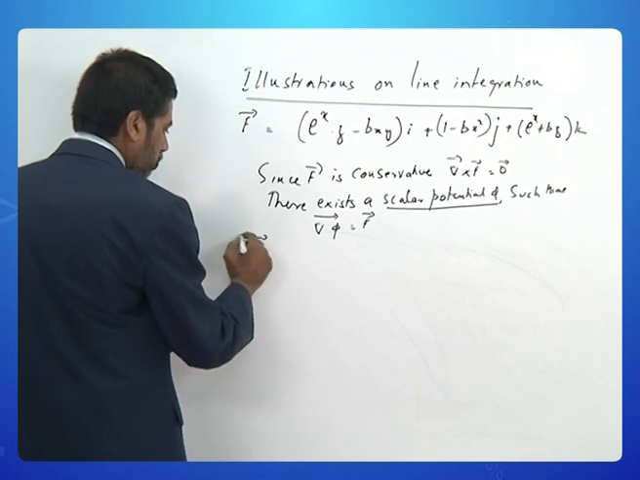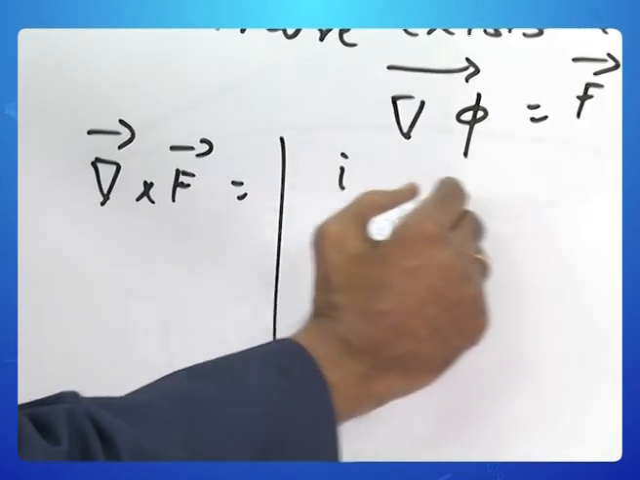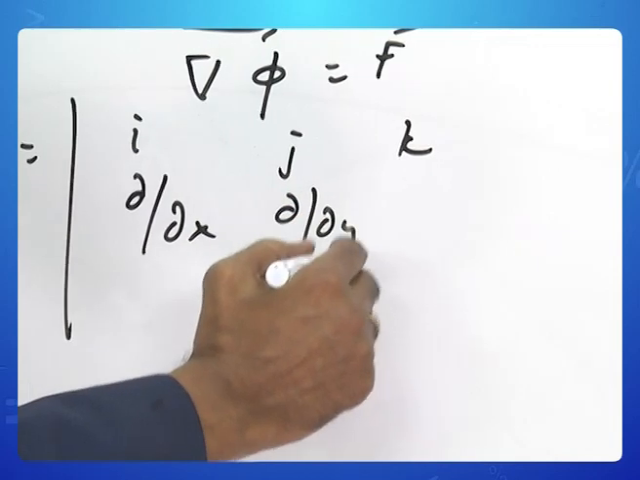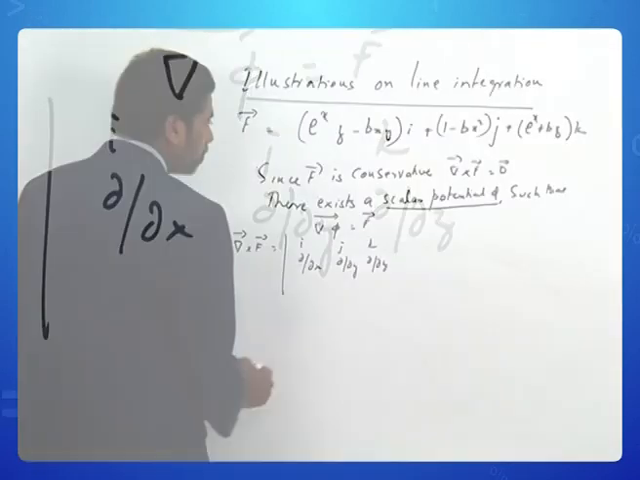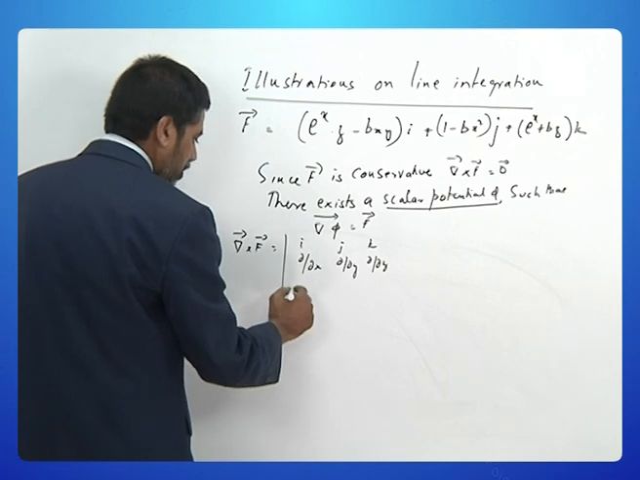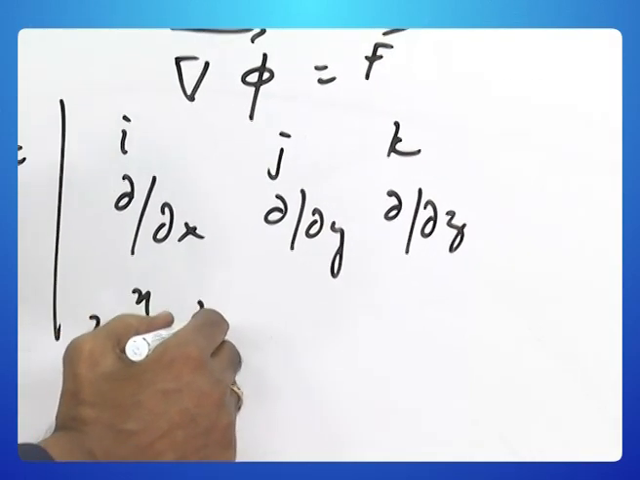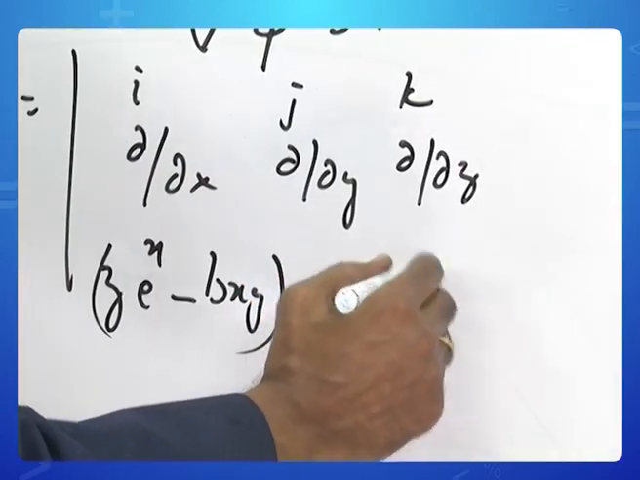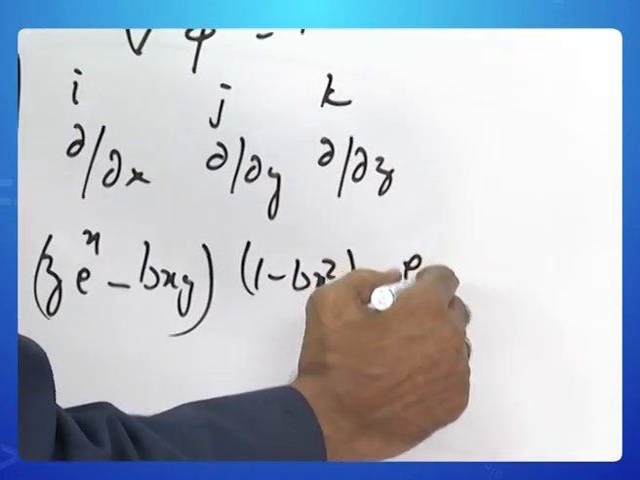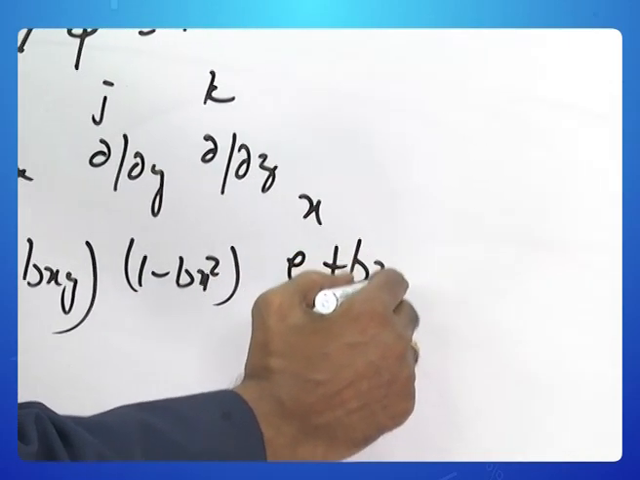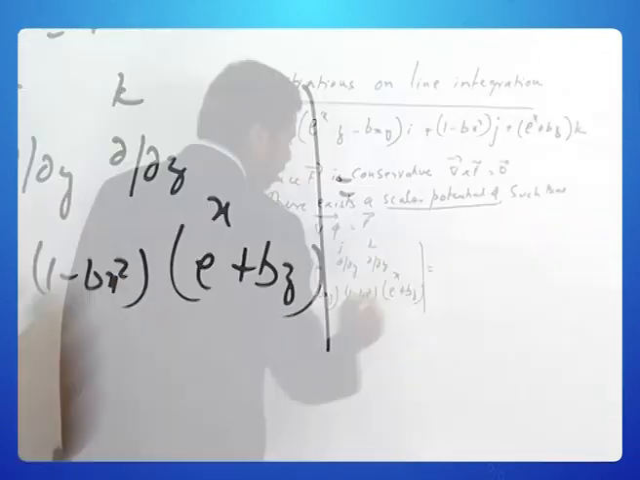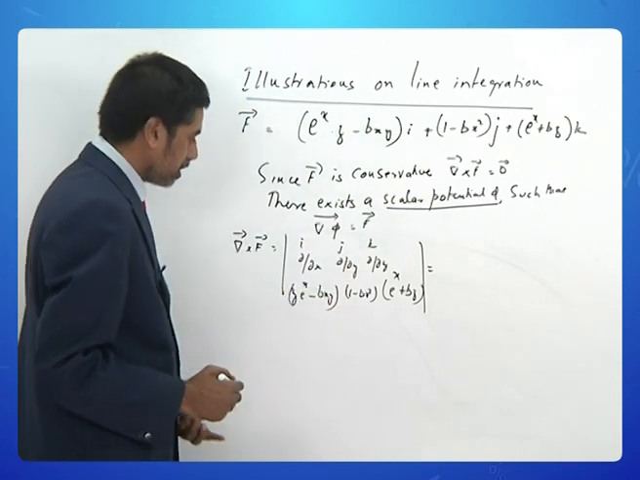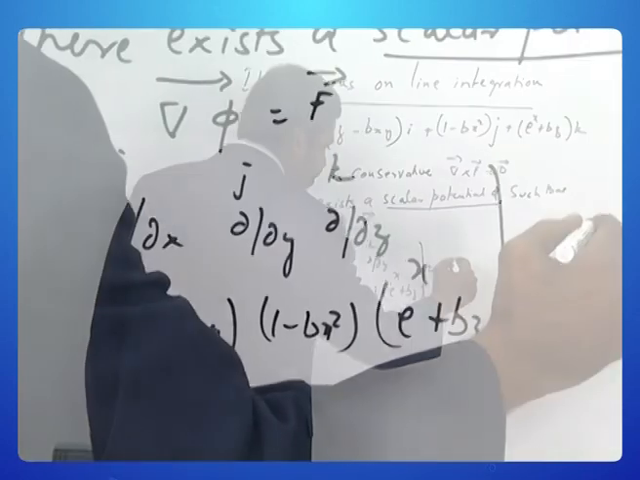So curl F is equal to the determinant of i j k, dou by dou x, dou by dou y, dou by dou z, of the components z e power x minus bxy, 1 minus bx squared, and e power x plus bz. So we'll determine this, equate it to 0, then get B. That is basically the plan. So let's do it and see what happens.